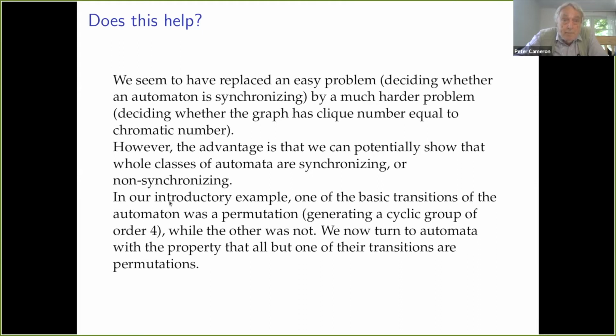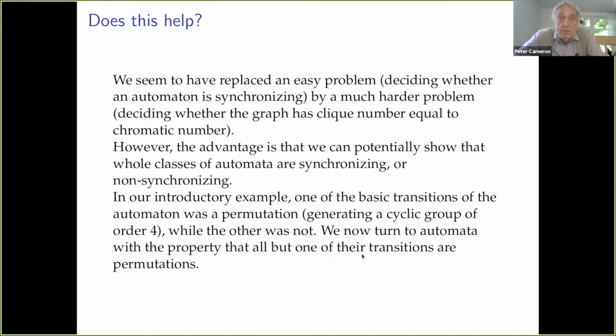But if you go back to our introductory example, one of the basic transitions was a permutation. Remember, the red just cycled the 4 points round in a cycle of length 4. That's a permutation. And the other was not a permutation. So I'm going to now talk a little bit about automata with the property that all but one of their transitions are permutations. And I think my colleagues who are working on this problem were hoping to settle the Černý conjecture for this special class of automata.